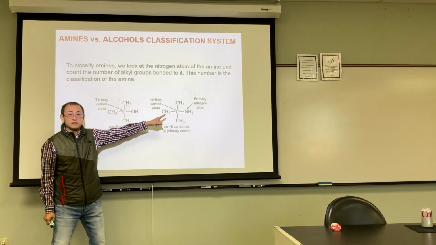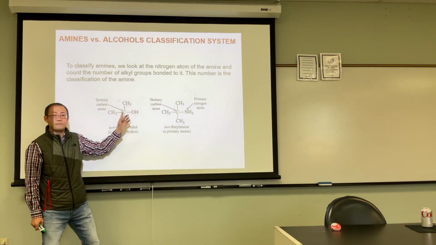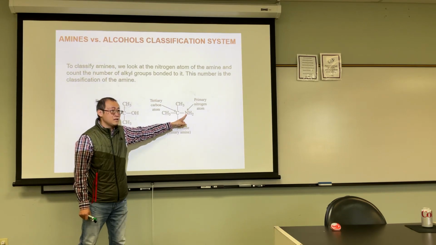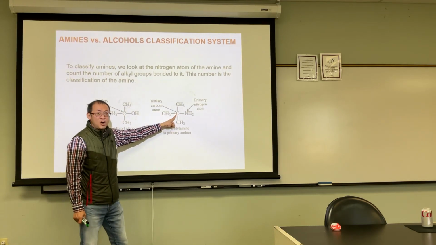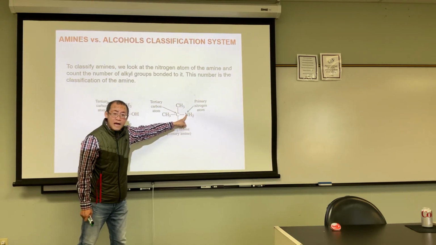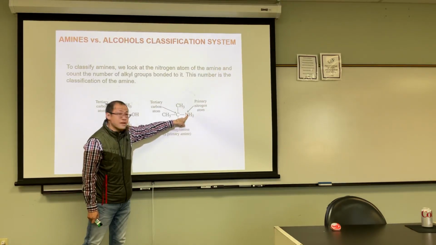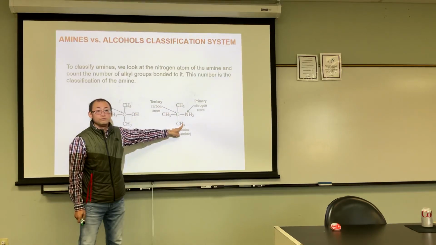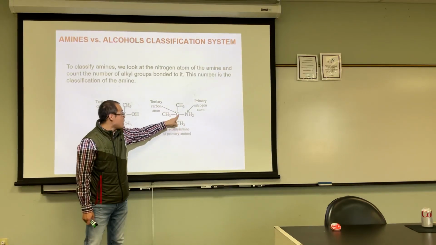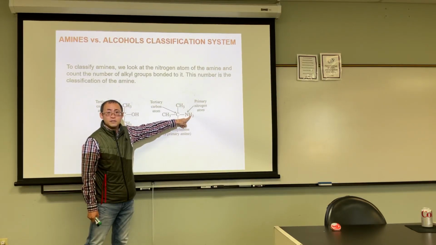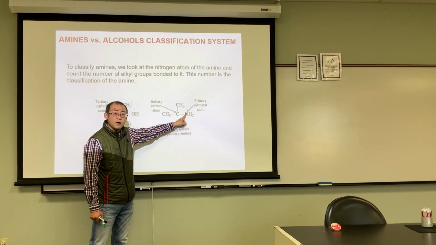Take a look at this amine. They're almost the same, except OH now becomes NH2. When we classify the amine, we don't look at this carbon. We look at the nitrogen. Do you guys see that? On this nitrogen, how many groups are there? 1 group. Only 1 carbon bonded to the N. How do we know? Because there are 2 hydrogens on it still. Then we call this amine what?